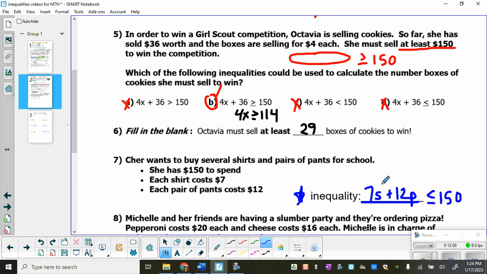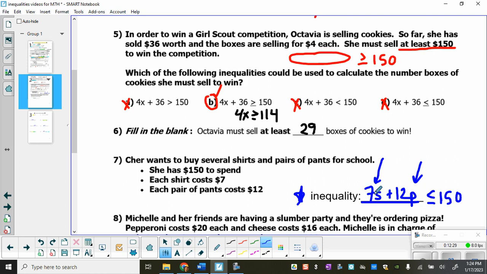And since we know the price of the shirts right here is 7, and we know the price of the pants right here is 12, she can kind of guess and check to see, like, if I buy this many shirts, how much money would I have left over for pants? Or vice versa, if I bought this many pants at $12 each, how many shirts could I afford?